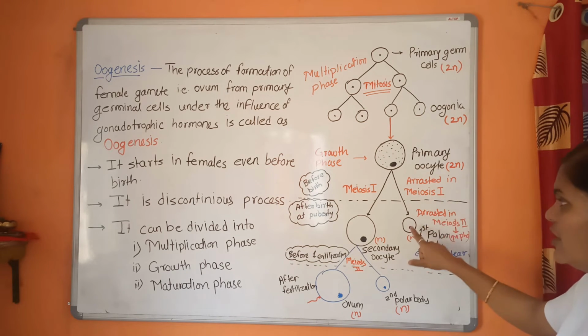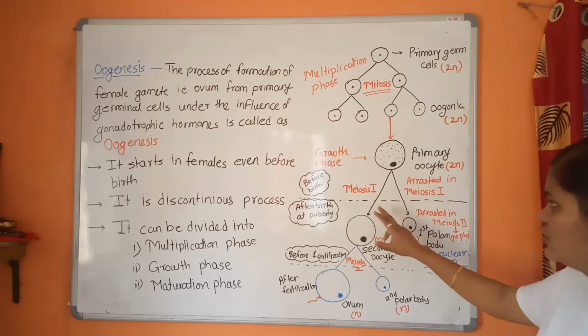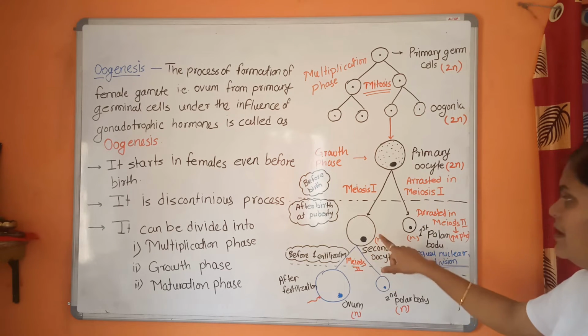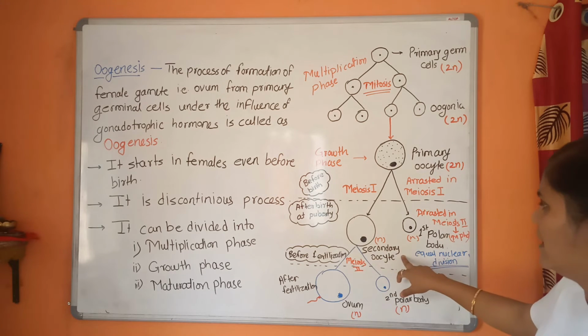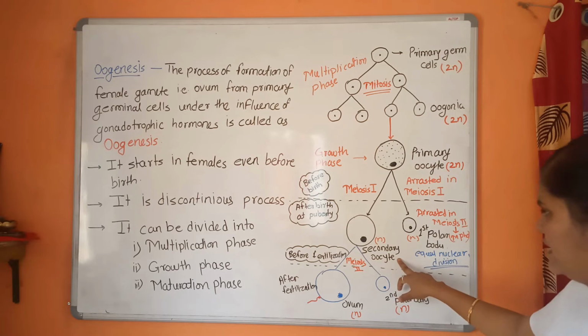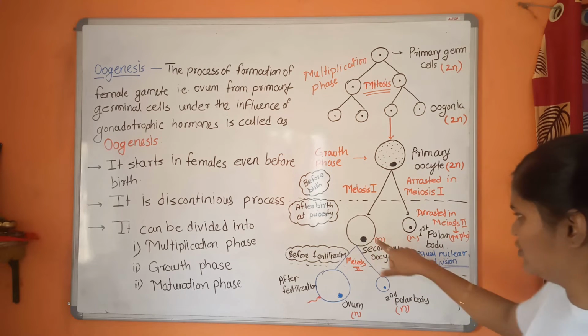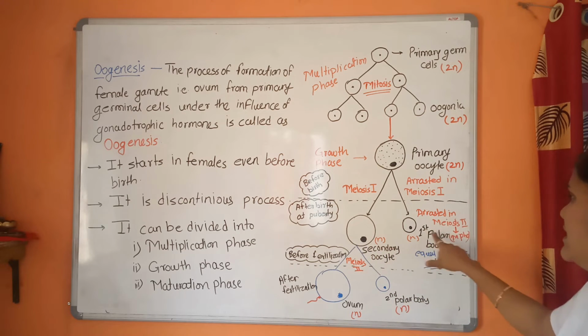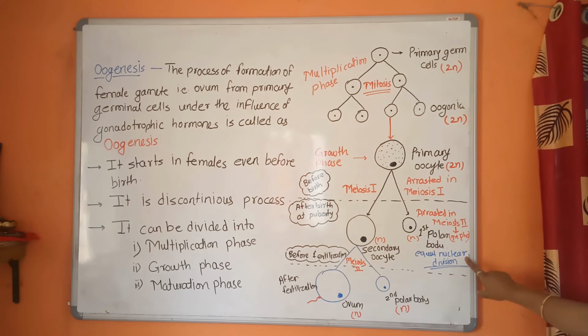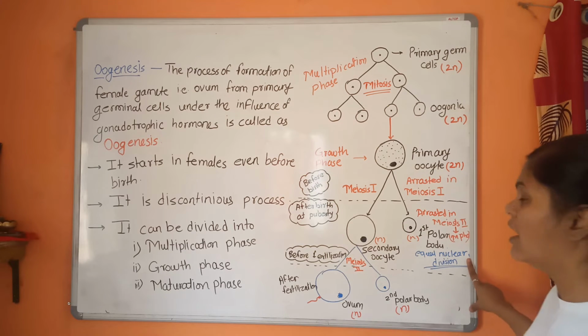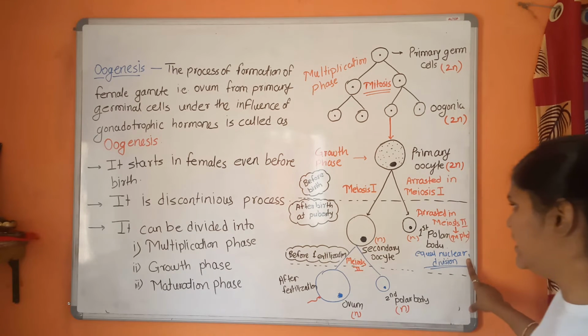It shows the completion of meiosis 1, and then it is released at the phase of ovulation in the form of a secondary oocyte. One bigger cell is the secondary oocyte and one small cell is called the first polar body. Why is the size different? Because it shows equal nuclear division, but unequal cytoplasmic division.